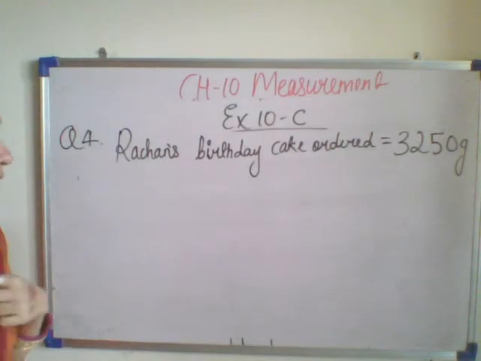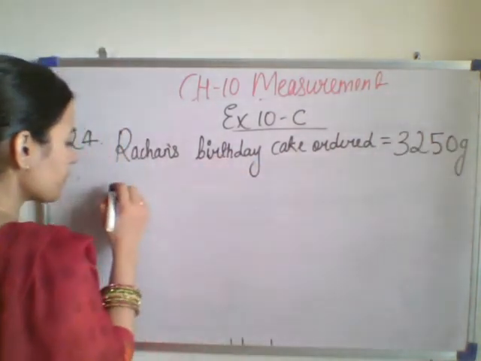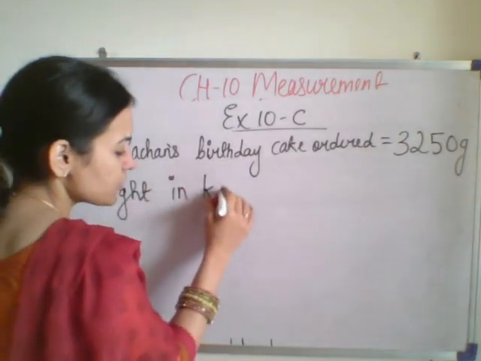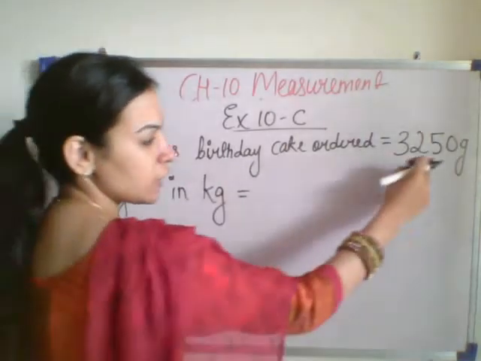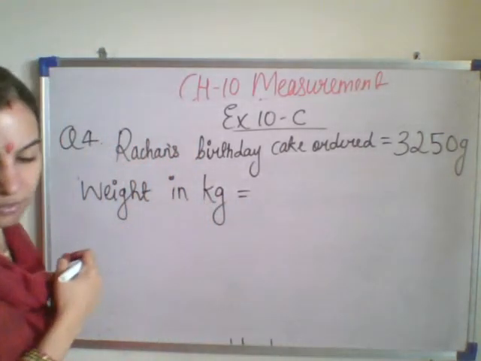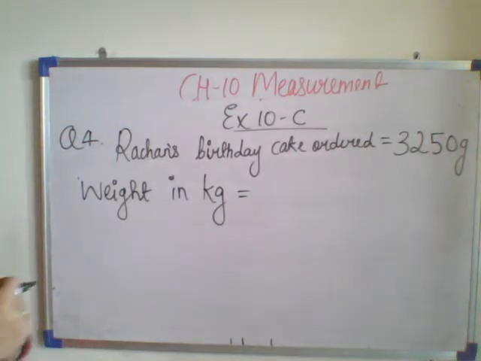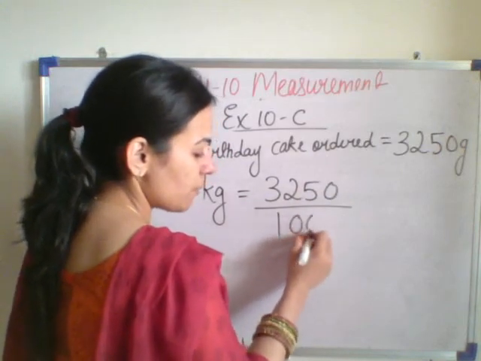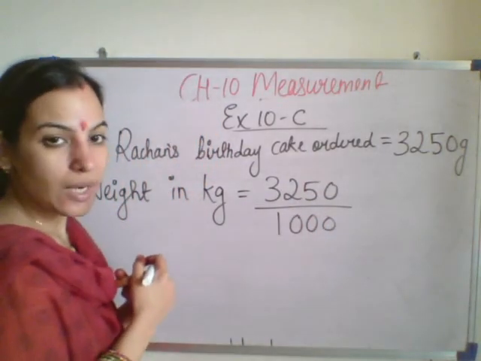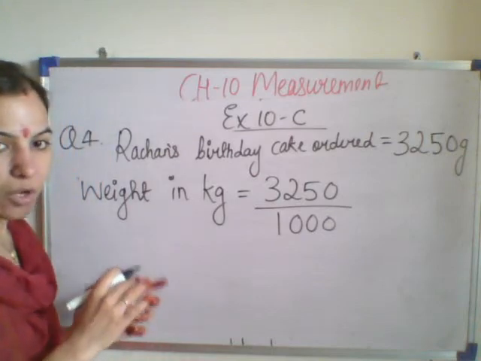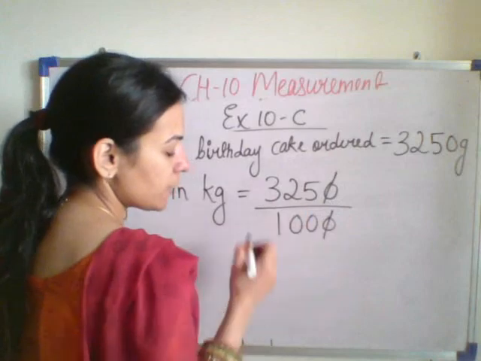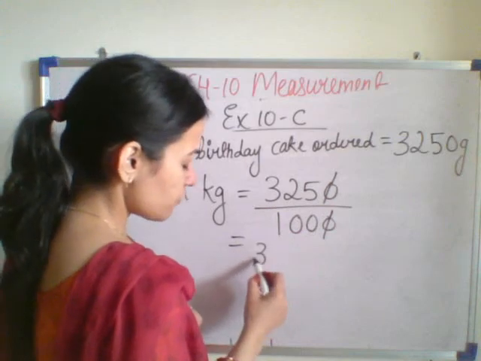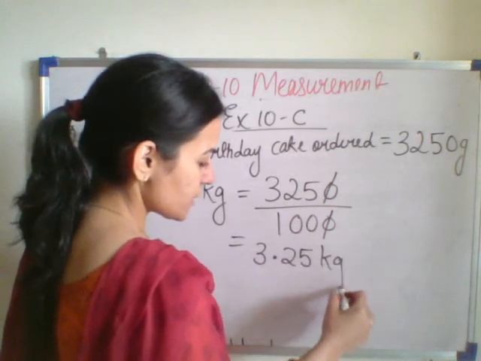So we have to find the weight. Weight is given in gram. We have to find the weight in kg. So here we are converting the smaller unit into the larger one. So we will be dividing by 1000. Why? Because I am converting the smaller unit into the larger unit. Whenever we are converting the smaller into the larger unit, we have to divide. So the 0 and 0 got cancelled. Now 325 divided by 100, it will be 3.25 kg.